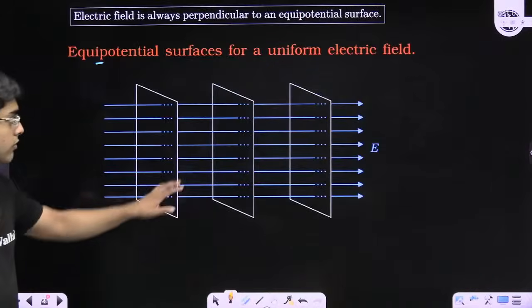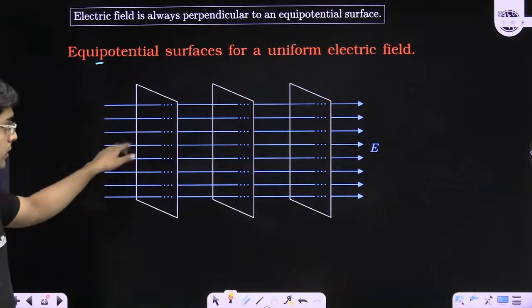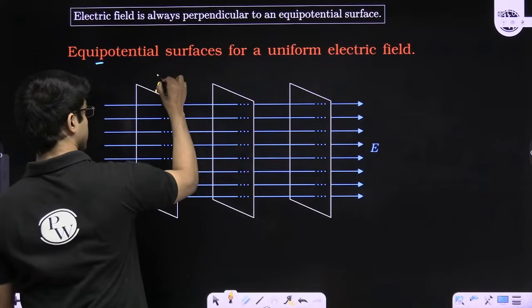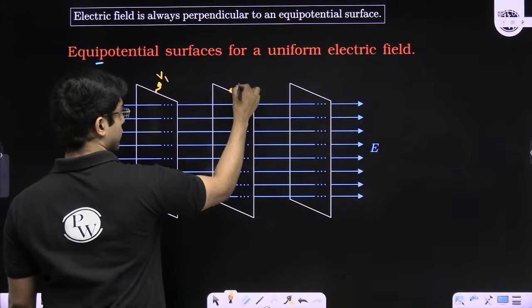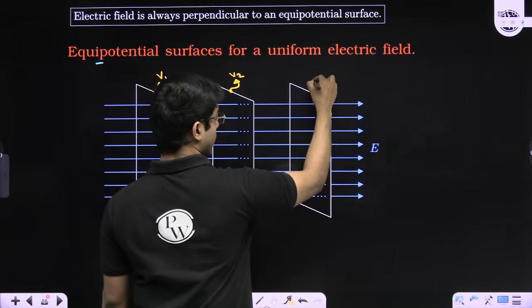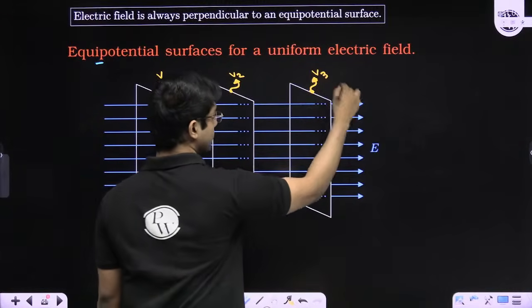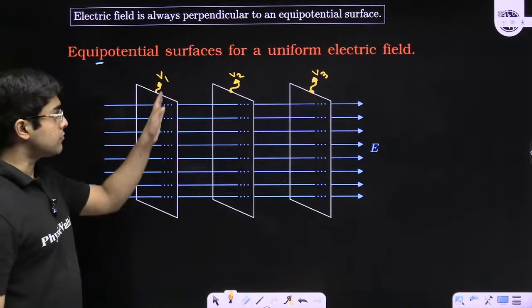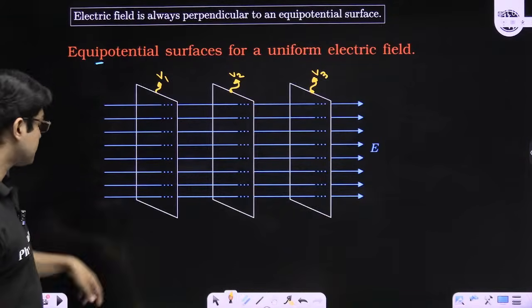From the side view, they will look something like this. They are going to be these parallel planes. Here, let's say the potential is V1. Here the potential will be V2 everywhere on this plane. Here the potential everywhere on the plane will be V3, and so on. So these are the equipotential planes if we have a uniform field.